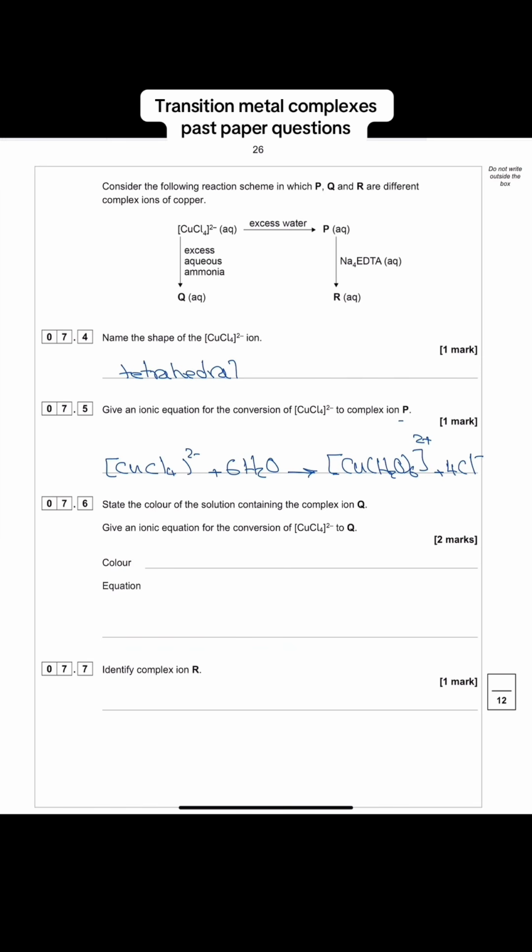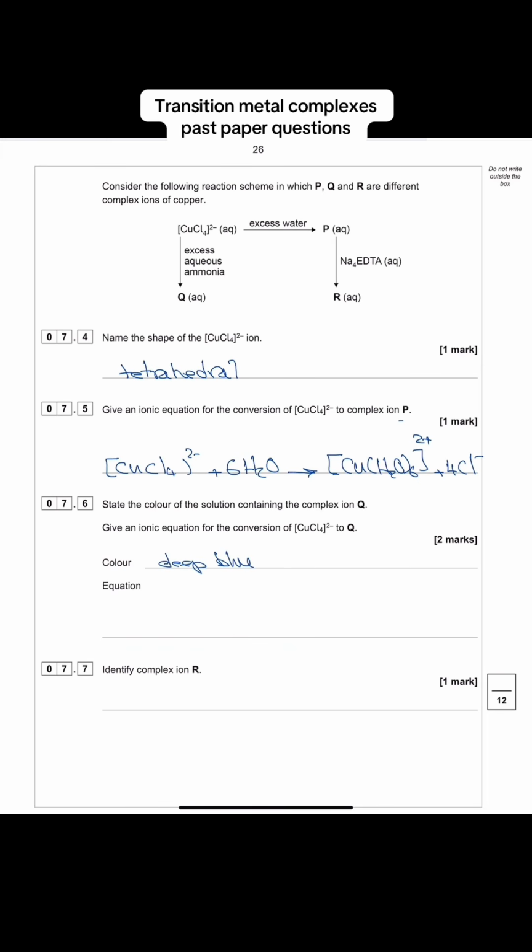State the color of the solution containing the complex ion Q. So complex ion Q, and they want the equation as well. Give the ionic equation for the conversion of this to Q. So when we add excess of the aqueous ammonia, remember in case of copper, what happens is that it will give you the deep blue solution because there will be substitution with ammonia. But remember as well, if you just add hydroxide ion or you add a little bit of the ammonia, that will give you a blue precipitate of the copper hydroxide. And because we added excess of the ammonia, the color here will be deep blue.